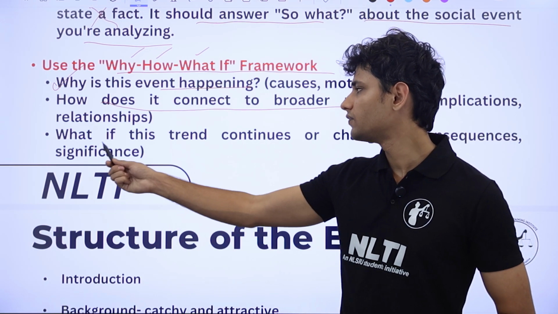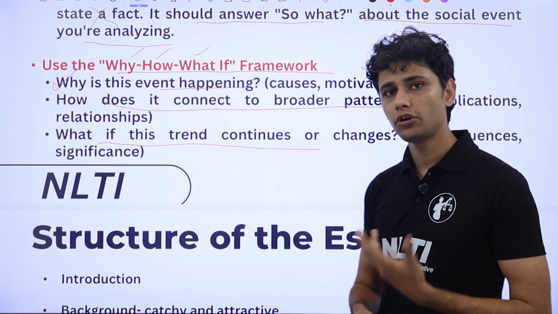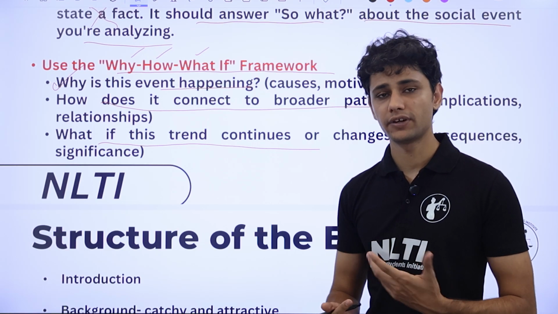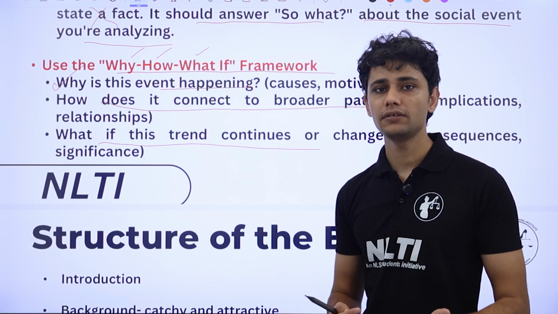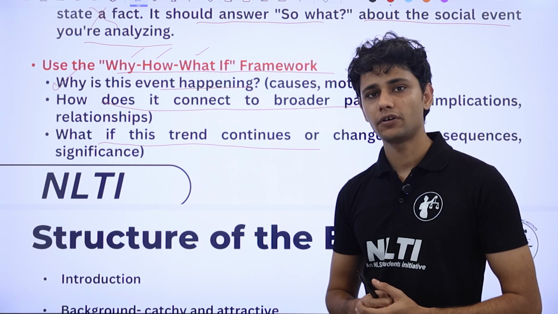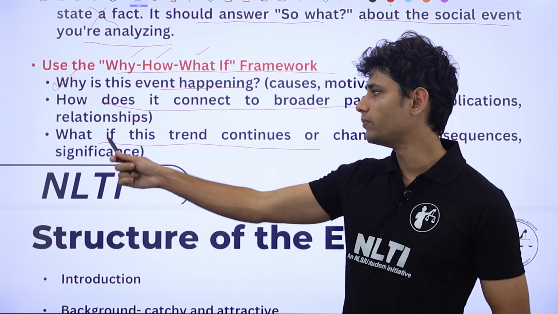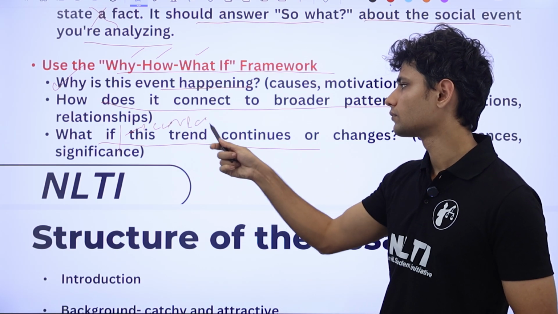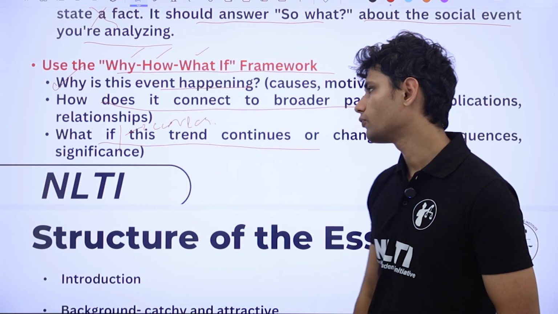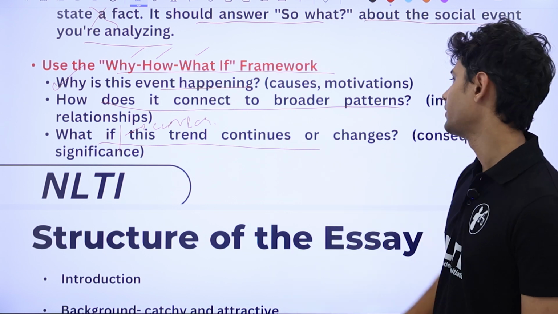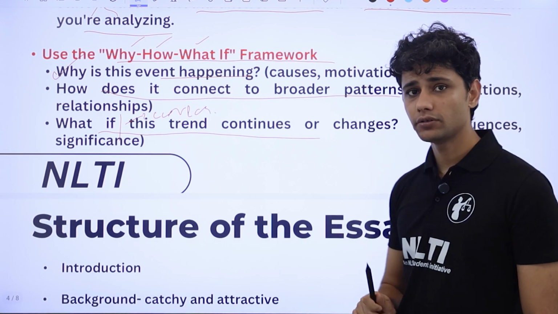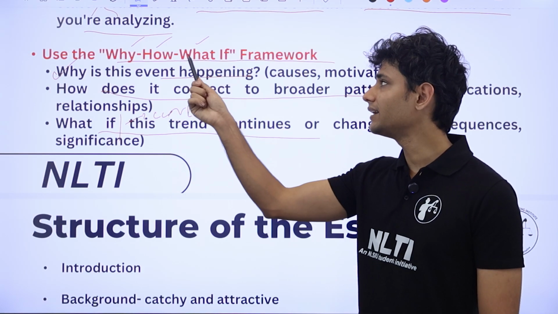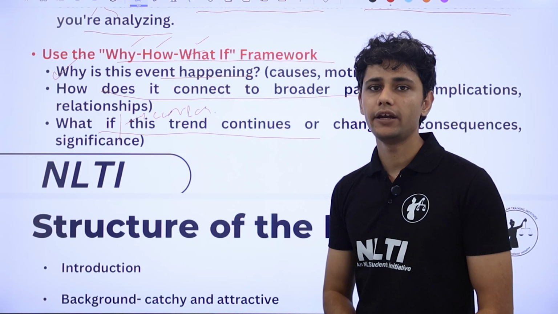And the second is, what if this trend continues? So if we were not to make any difference or if we were not to ban social media for them, how will the world look? So for instance, if children keep using these social media platforms, what are the consequences of it? So what if basically here means, what are the consequences of it? So that is what we are trying to look at when we are using a why, how and what if framework. In the next session, we'll actually demonstrate how you practically use this framework to apply to an essay topic.